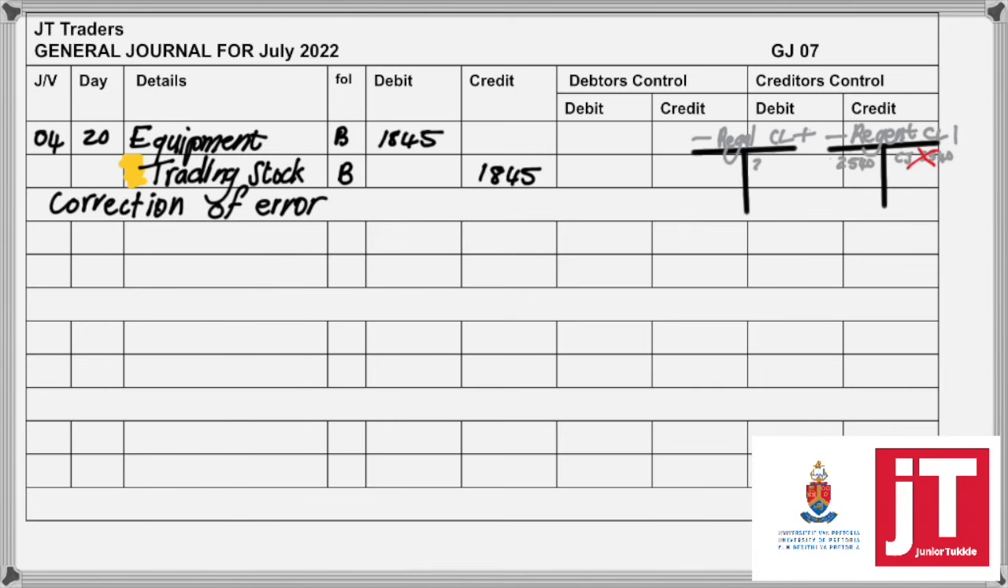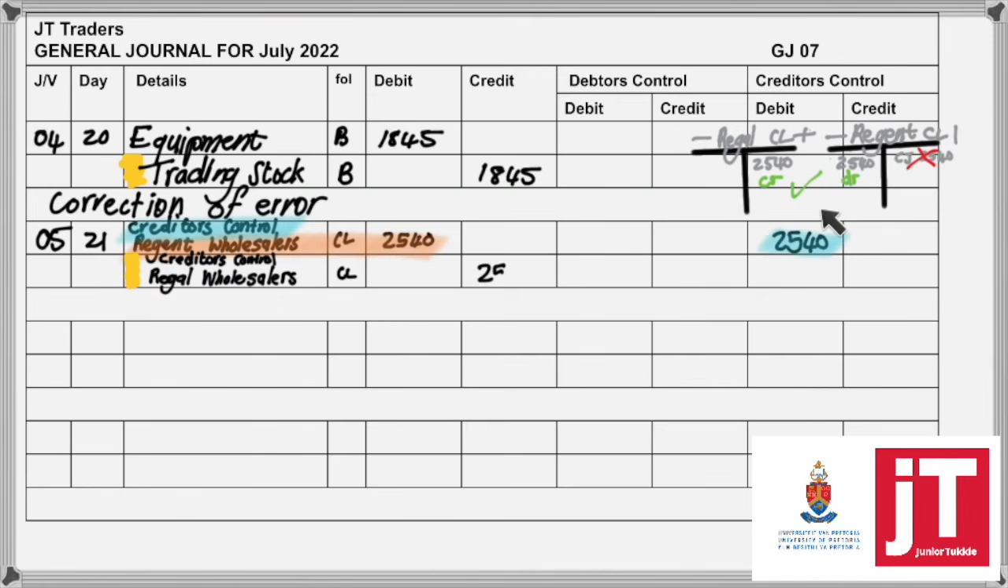Next transaction is yet again an error. We posted to the wrong account of the wrong creditor. So we credited Regent's account instead of Regal's account. So cancelling Regent by debiting that account and putting through the correct one on Regal. So yet again, especially when you are working with two debtors or two creditors, it is important to put the name. There's a double posting. First to the wholesaler or the creditor's ledger account, Regent Wholesalers, and secondly to the control account. So Regal must then influence the creditors control as well.